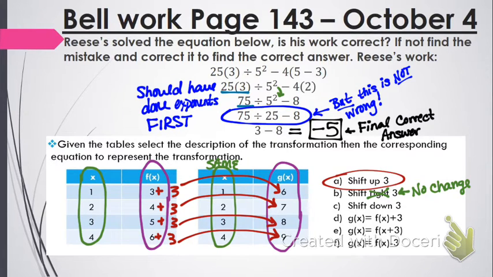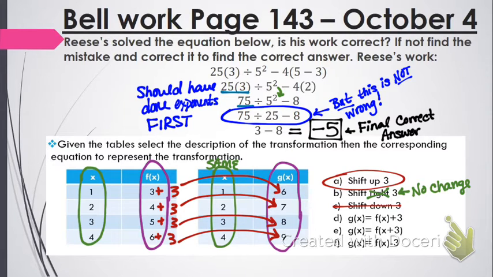What would it look like if we went down 3? It'd be a negative. So it would go from 3 to 0. It would go from 4 to 1. It would go from 5 to 2. That's what it would look like if it was going down.